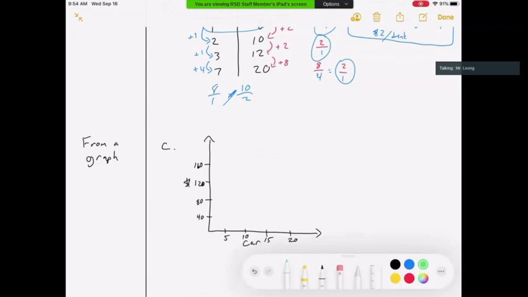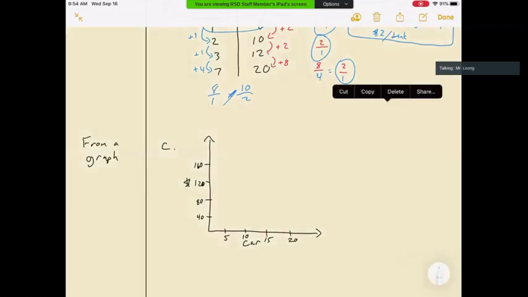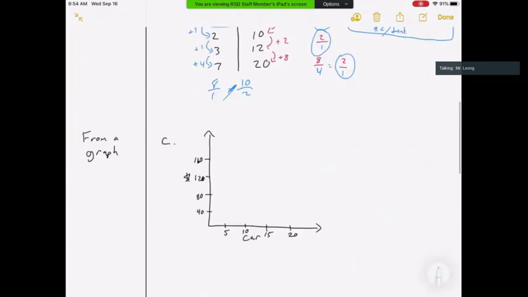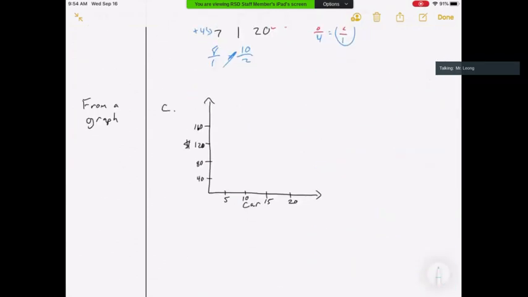All right, so I'm using the data that I had from this problem up here, from problem A. So you guys should see it easier than me. Remember, 5 cars cost $40. 10 cars cost $80. 15 cars cost 120. 20 cars cost 160. Right?